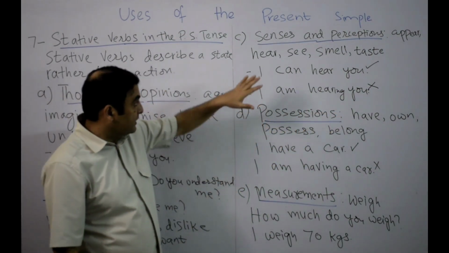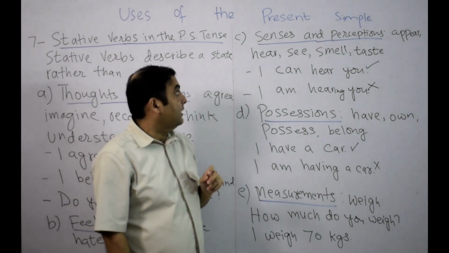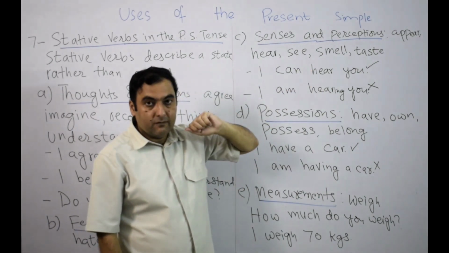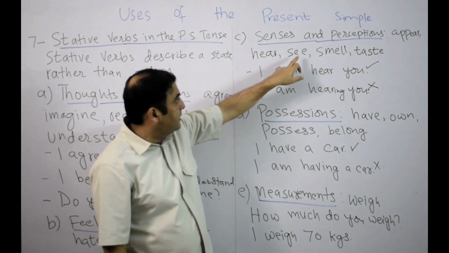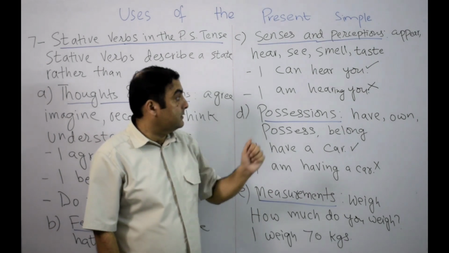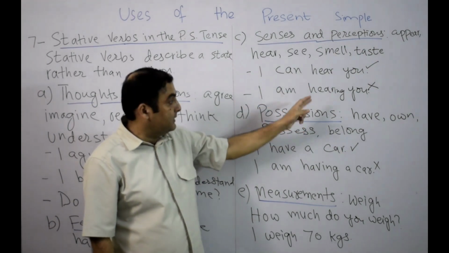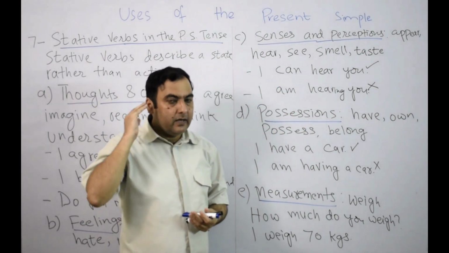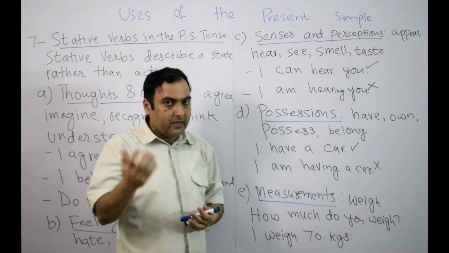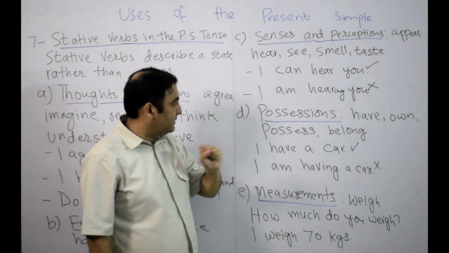Some more sentences here. Stative verbs also express senses and perceptions. For example, we have the verbs appear, hear, see, smell, taste. So these verbs are used in the present simple tense. I have written these two sentences. You say something and I say, I am hearing you. No, we don't say that. It's wrong. I'm hearing you. We say, I can hear you. So the present simple tense, not the continuous tense.